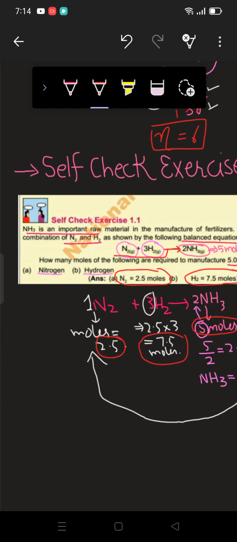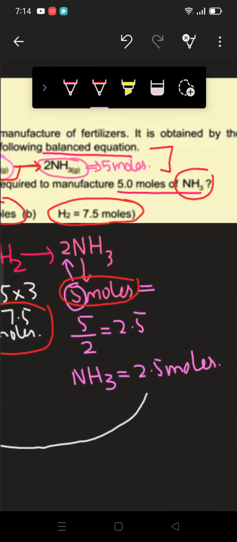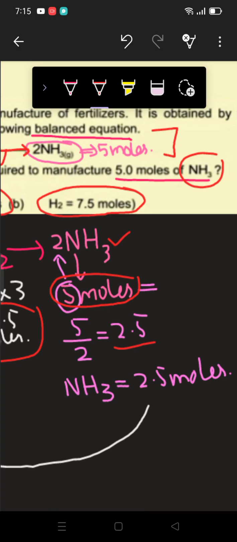So what we did here, as we knew, this 5 moles was the moles of this NH3, right? I need to have only one compound of NH3 moles, right? So I divided 5 by 2 and I got 2.5 moles. So 2.5 moles were the moles of one compound of NH3.